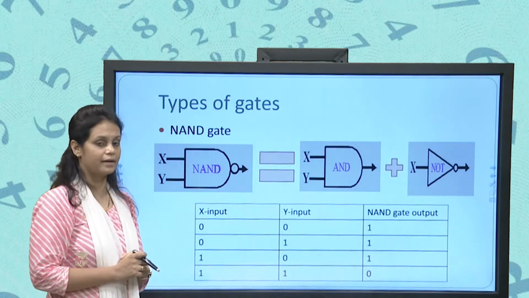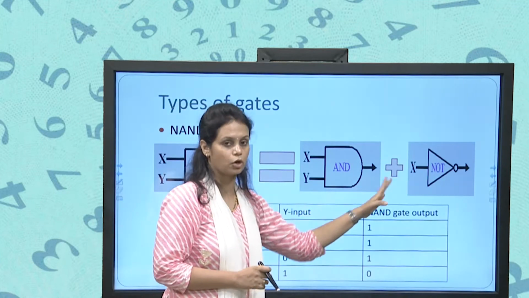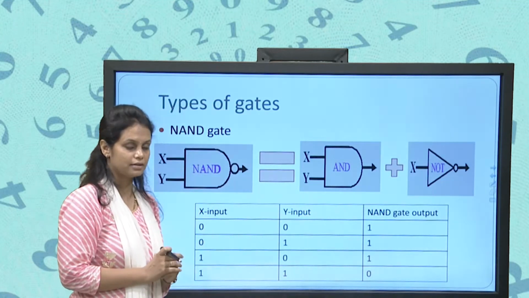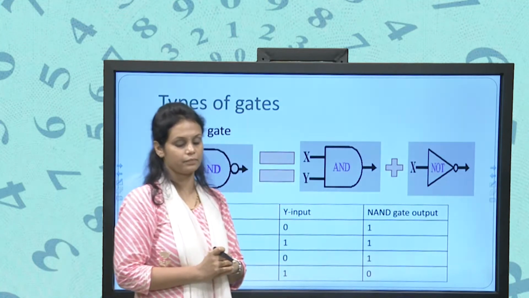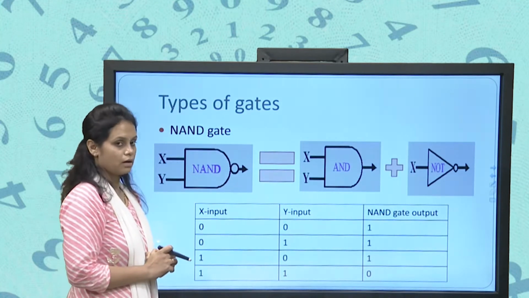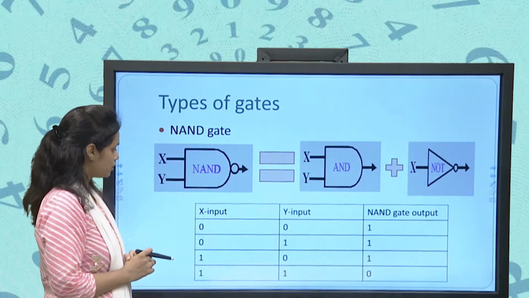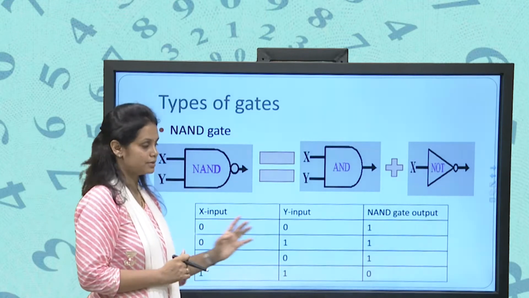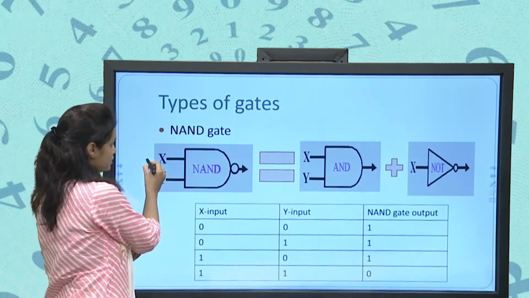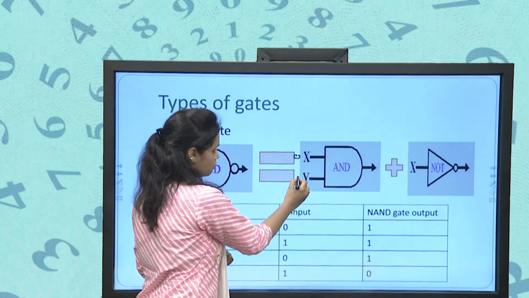Next is the NAND gate. What is the NAND gate? The NAND gate is the combination of the AND gate plus the NOT gate. Now we will see how this performs. Suppose our X input is 0, Y input is 0.